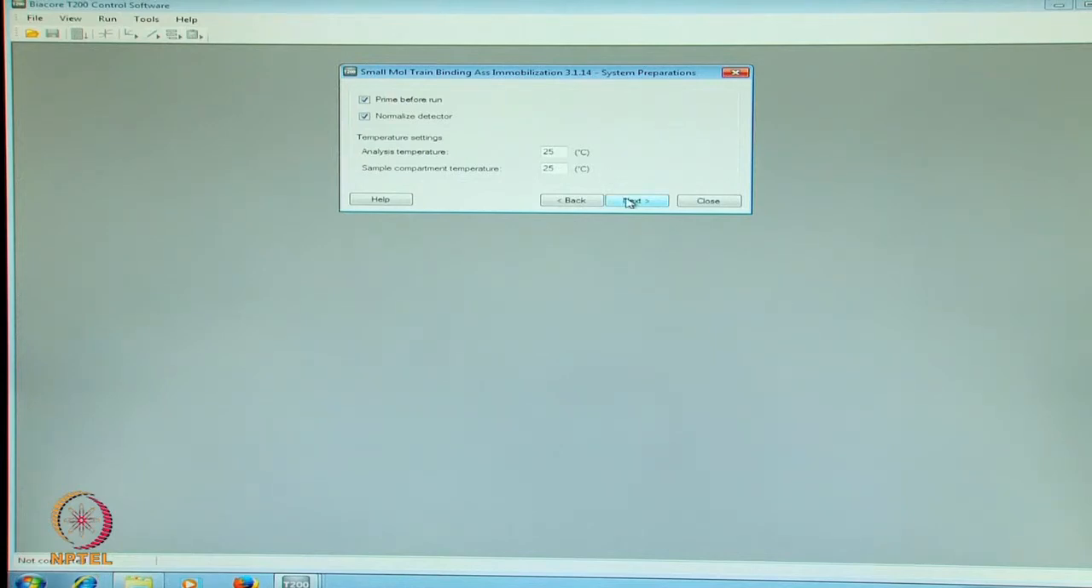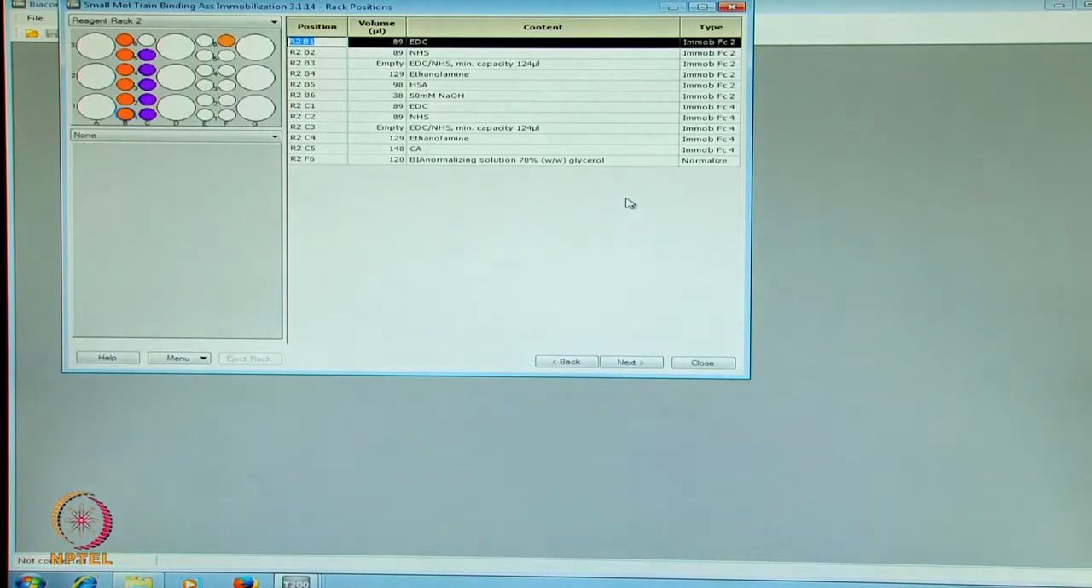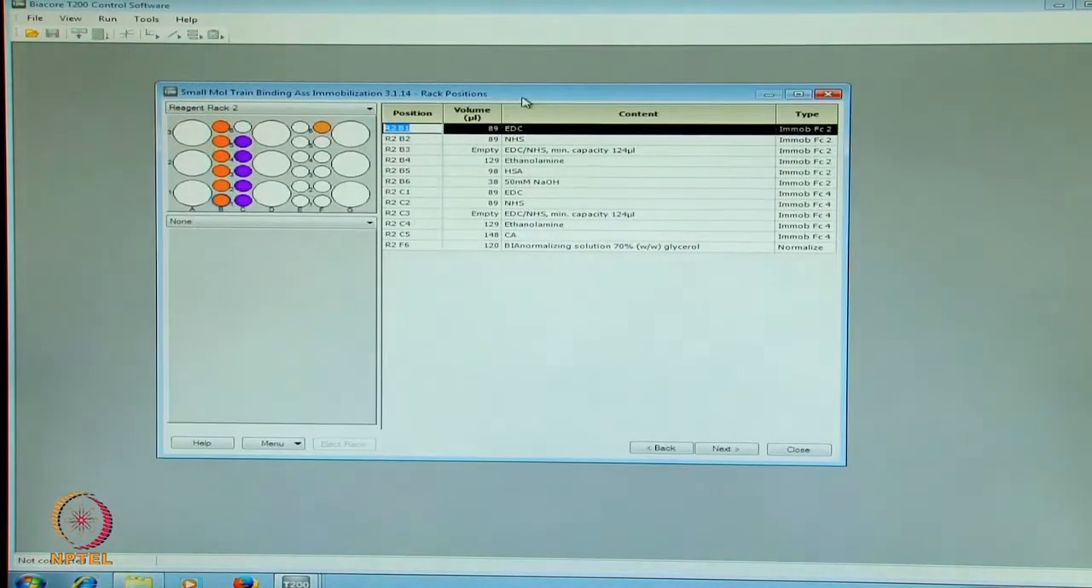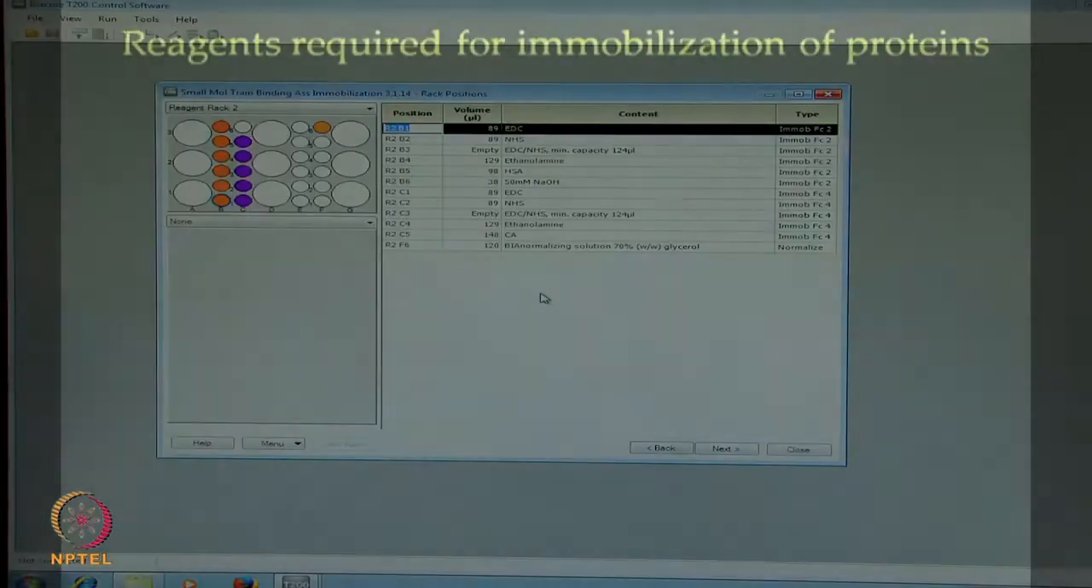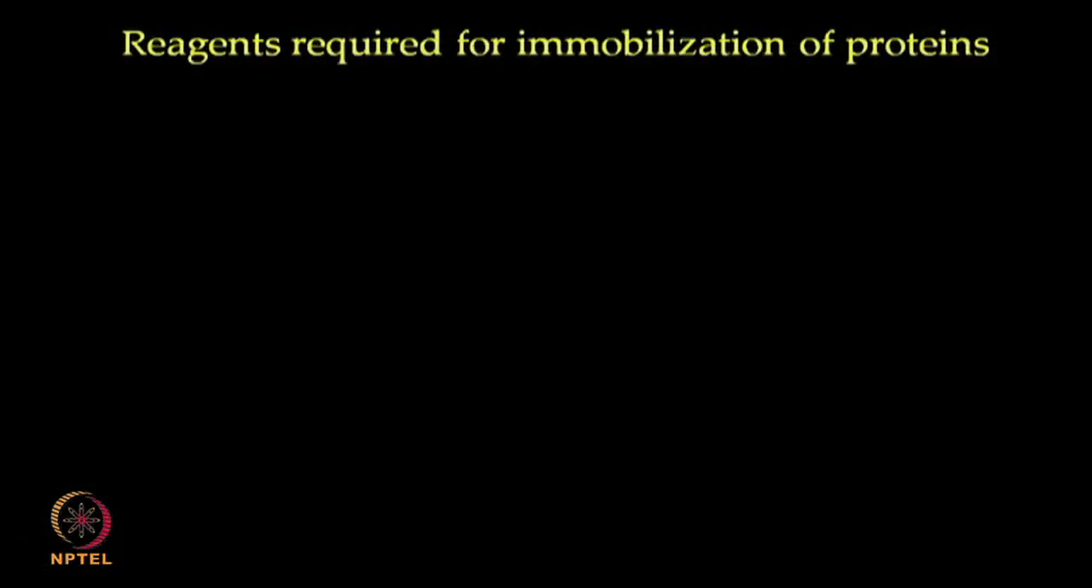And we go to the next tab and we have the rack positions with the required amount of reagents shown here. As per the volumes listed on the table, we will now prepare buffers and reagents required for immobilization of these two proteins on the sensor chip.